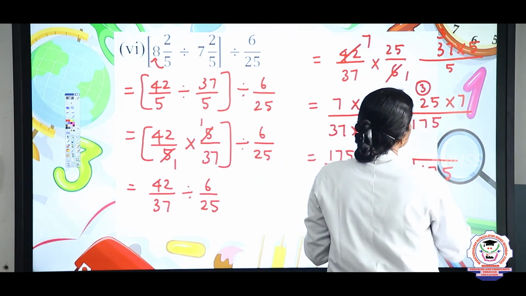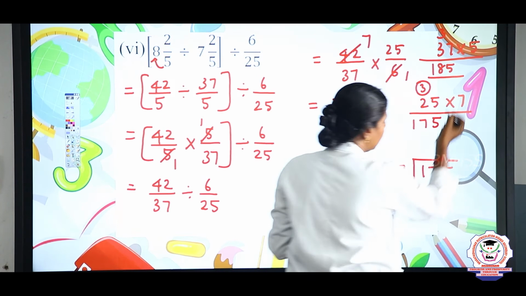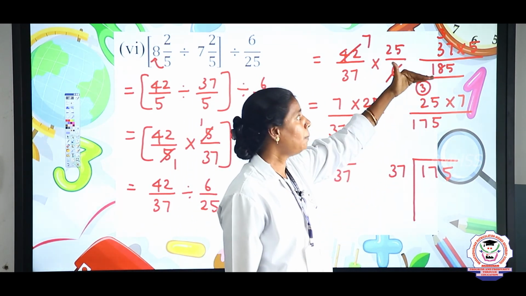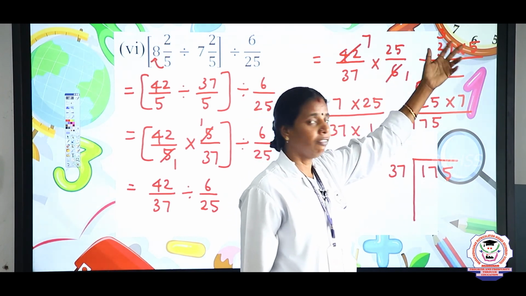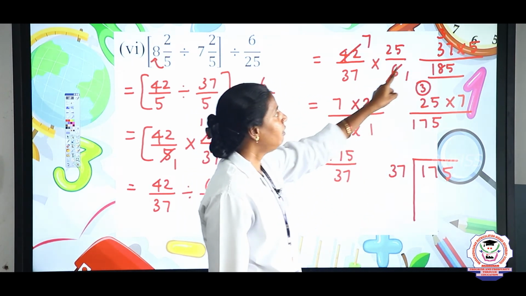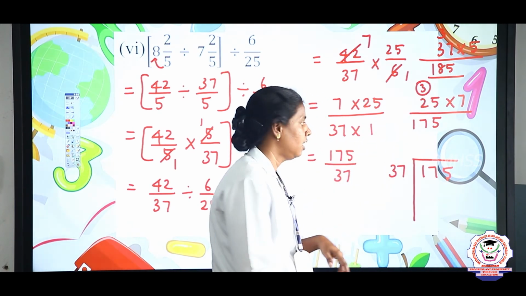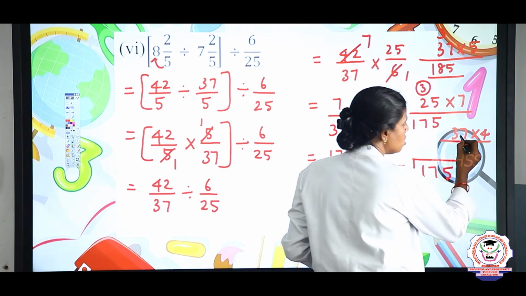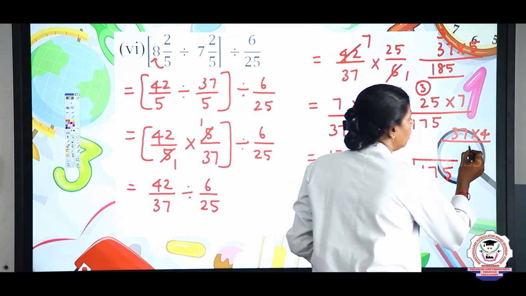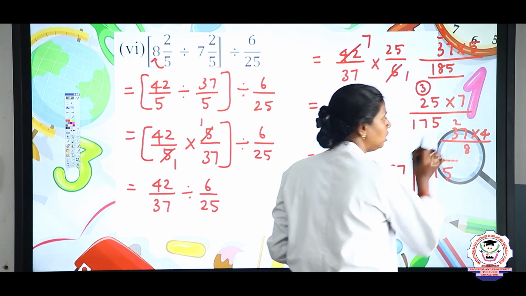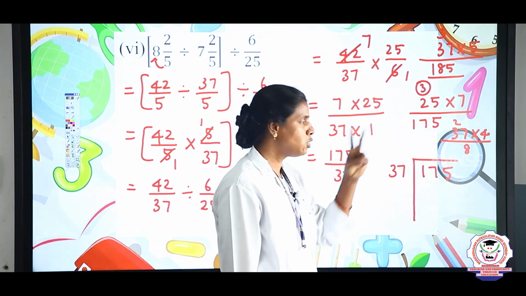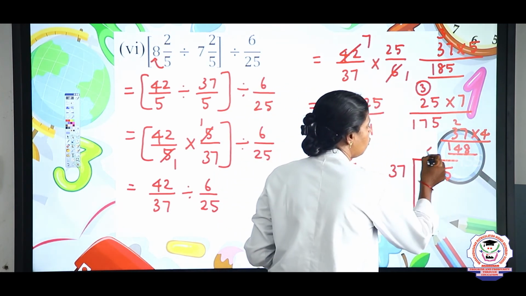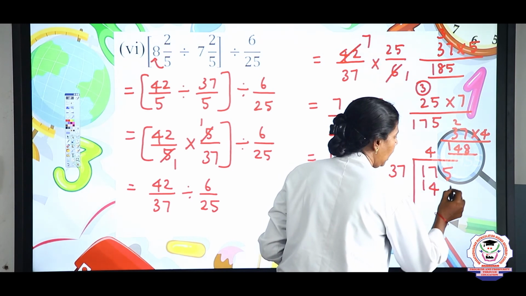So the answer is 185, but we need 175. 185 is greater than this 175. So the previous number, that is before 5, we can take 4, right? We will try with 4. What is 37 into 4? 4 sevens are 28. 8 remaining 2. 4 3s are 12. 12 plus 2 is 14. So 148. So 4 times we will take 148.